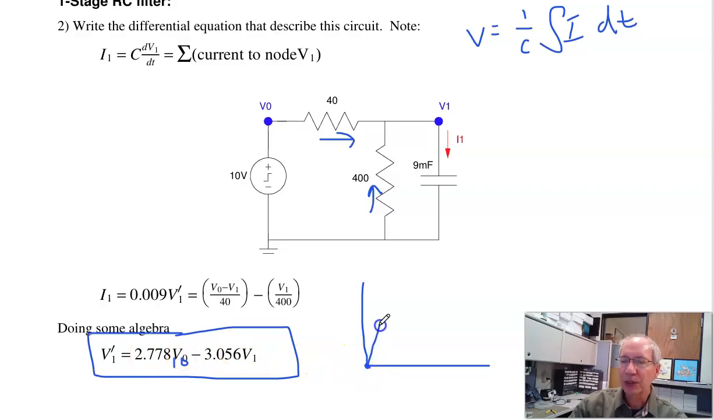So here's the slope. Move forward in time 10 milliseconds. Recalculate the slope. Recalculate it. Repeat every 10 milliseconds. That's called numerical integration. I can find the voltage versus time numerically.